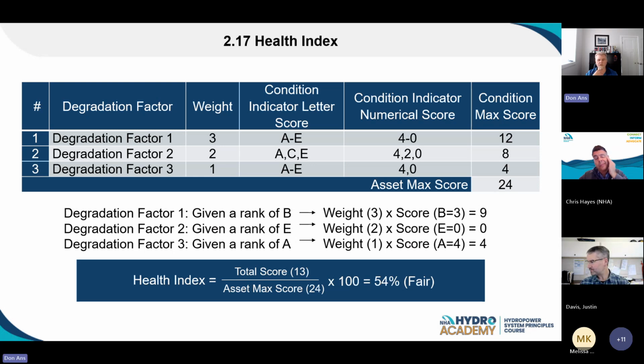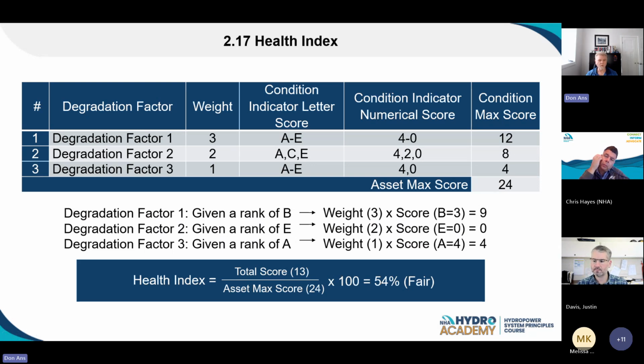So you can see this is just an example of how the math is carried out with the three different degradation factors. And you can see how the weight is given, so the rank, and then you're given a weight, the condition score, and it turns into a condition indicator numerical score, and is multiplied by the weight to give the total. And that ends up being in a fair. So this is the most complex method of coming up with a condition index.